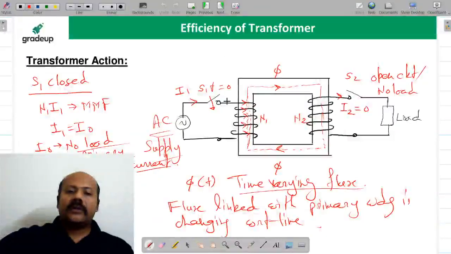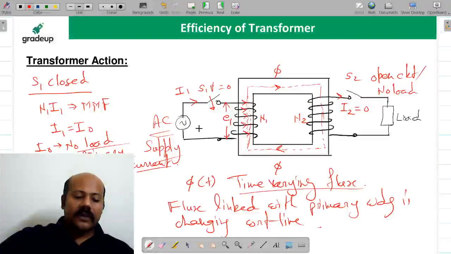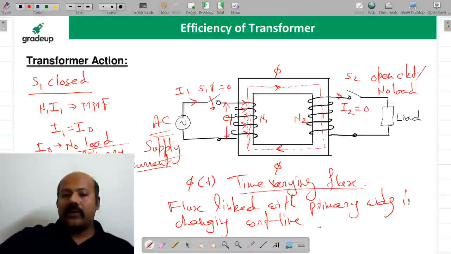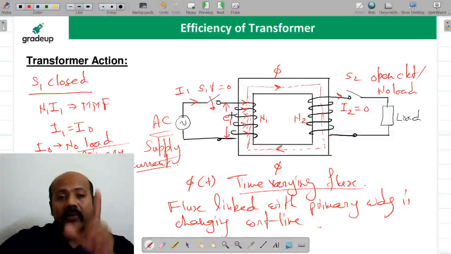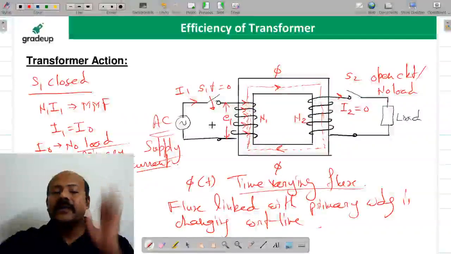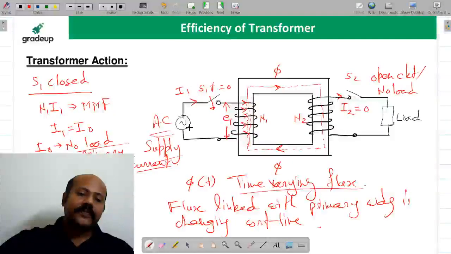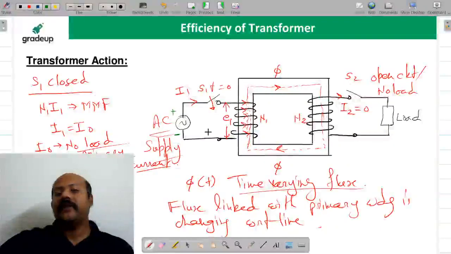Now suppose the EMF which is going to be induced here is E1, and we don't know what is going to be the polarity of this induced EMF. Now I'm going to tell you a very important concept, how to figure out the polarity of the induced EMF in case of a transformer action. Now suppose at any point of time for this AC supply, this terminal is positive and this terminal is negative. Now please try to understand how you are going to find the polarity of this induced EMF E1.